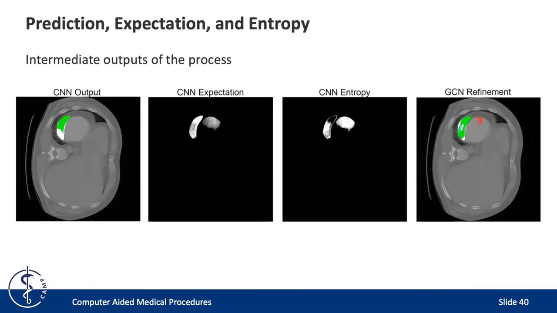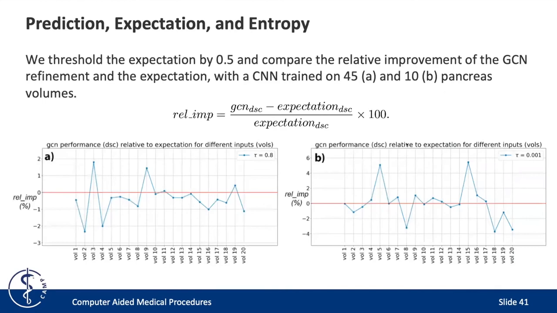We also were curious about how the expectation compares with our GCN refinement. We compute the relative improvement between the GCN refinement and using the expectation, thresholding by a threshold of 0.5. We compare this between the model for the pancreas trained with full data and the model of the pancreas trained with only 10 volumes, this low-data regime. As we can see, in this case, we are more or less around the red line.